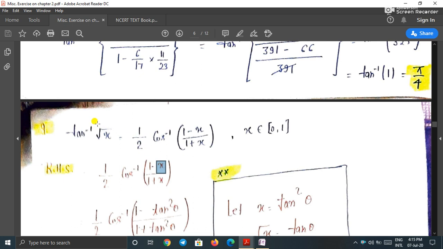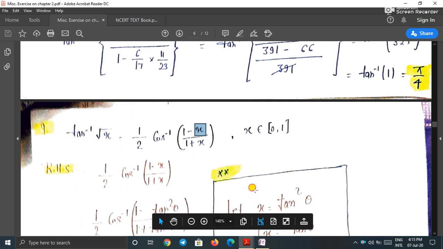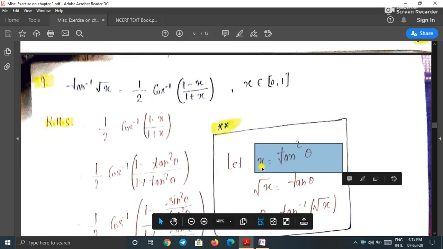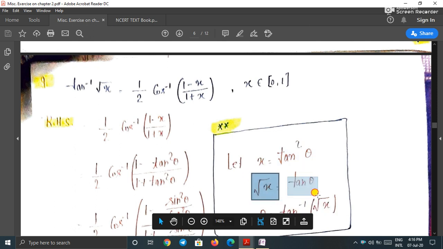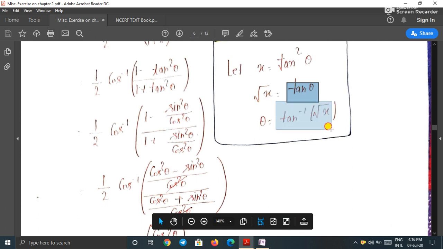Now again see the next thing. Here is square root of x and here is x, which is the square of square root of x. Means the square of the variable on the left side is present on the right side. Means you have to put the value in terms of a square. So you have two things: first, substitute x in terms of tan, and second, in terms of a square. So put x equal to tan square theta. Taking the square root of both sides, square root of x is equal to tan theta, so theta is equal to tan inverse under root x.